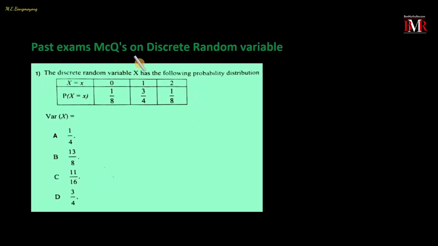Past exams MCQs on discrete random variable. MCQs here means multiple choice questions. I am going to solve 10 MCQs on discrete random variable. This is the first one.